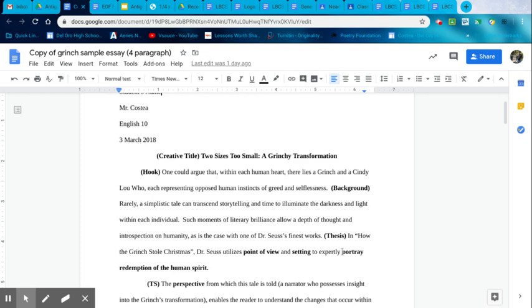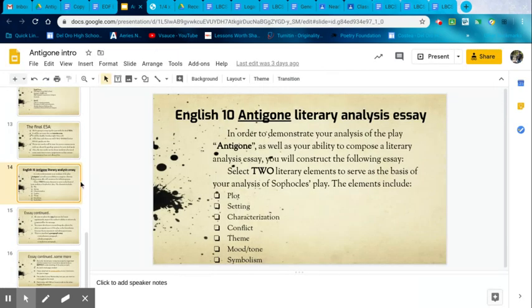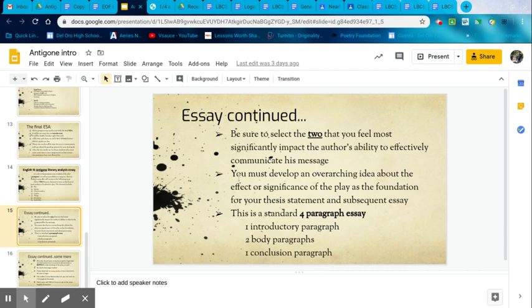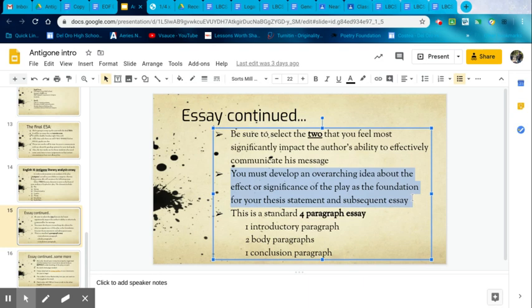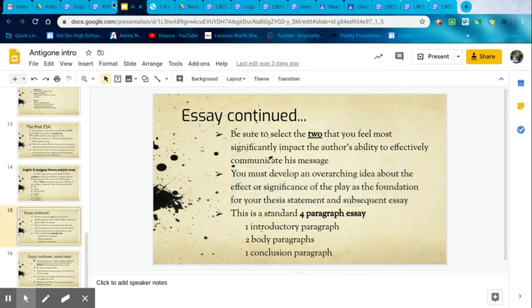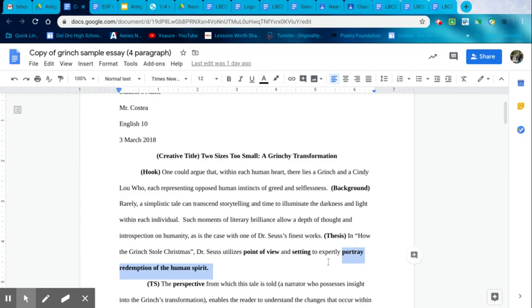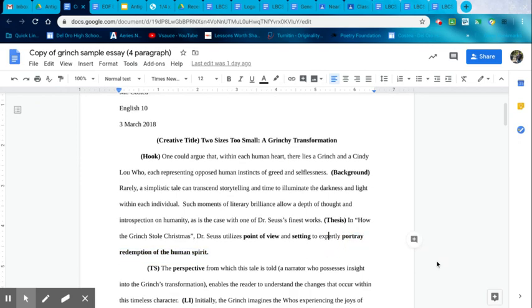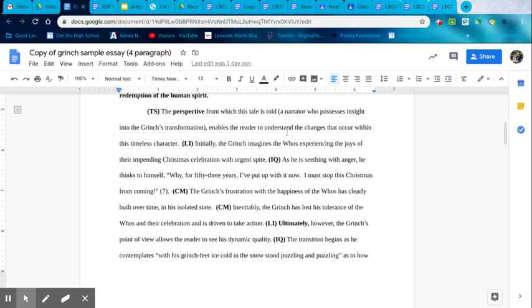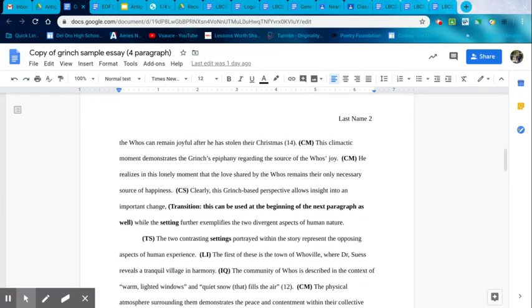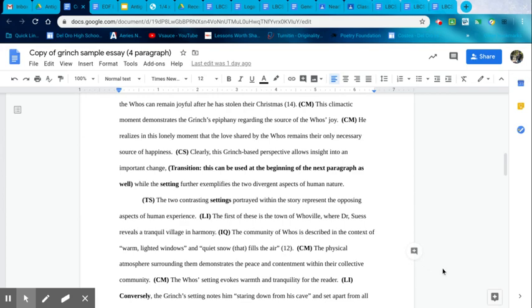See how this highlighted portion says portray the redemption of the human spirit. This is the insight, the part that answers the question of the overarching idea about the significance of the play. The student brings up that it portrays the redemption of the human spirit. So eventually they're going to say that perspective, point of view, leads to redemption of the human spirit, and over here too, setting leads to redemption of the human spirit.